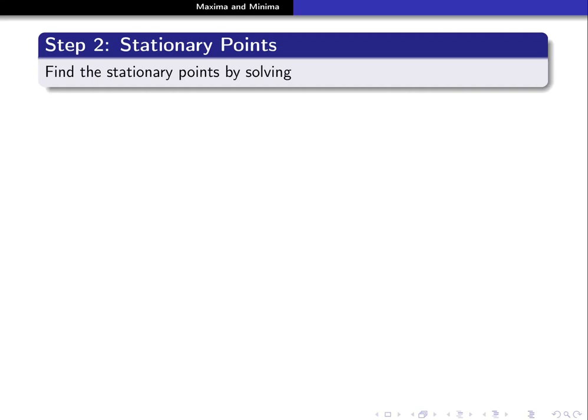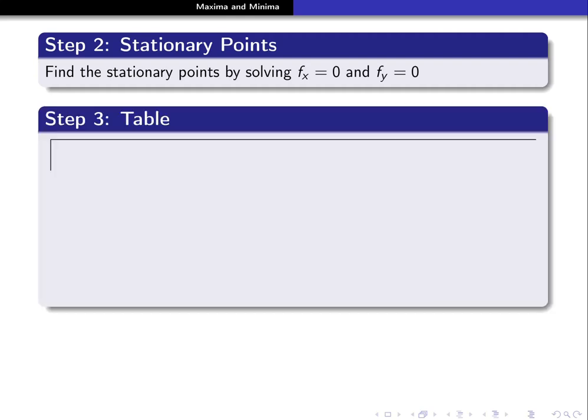Then step 2: stationary points. Find the stationary points by solving fx equal to 0. Already we know the value of fx, so we equate it to 0, and we equate fy to 0. Then we will get a stationary point. Next, step 3.